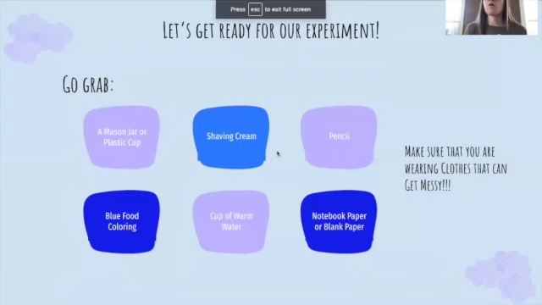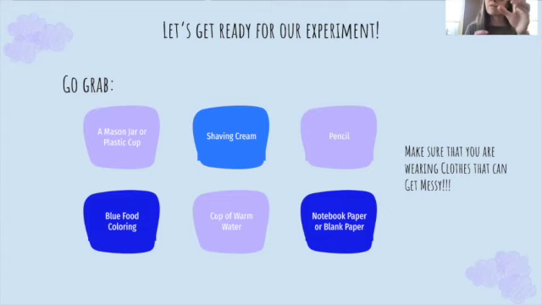So now we are going to do a super fun experiment. But before we do our experiment, if you want to participate with us, you need to go grab a few things. You need to grab a mason jar or a plastic cup, something you can see through. Some shaving cream, you might have to borrow it from Dad. Blue food coloring, if you have it. And if you don't have it right now, that's totally okay.